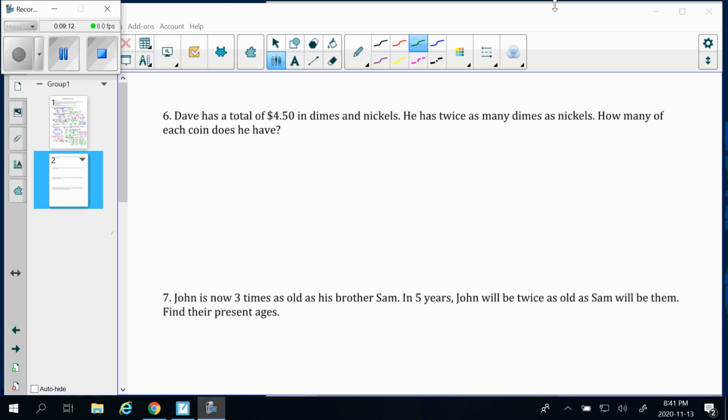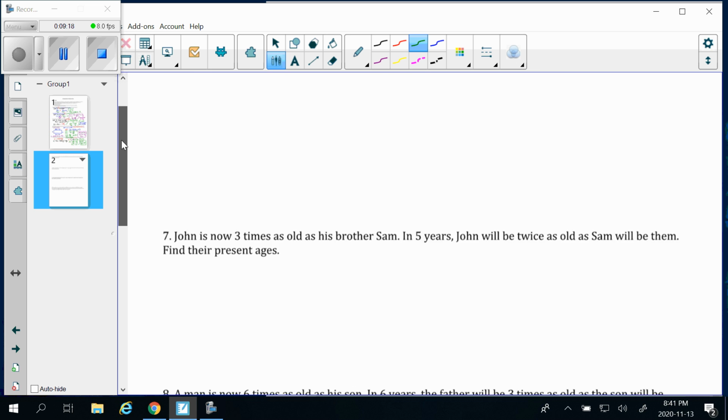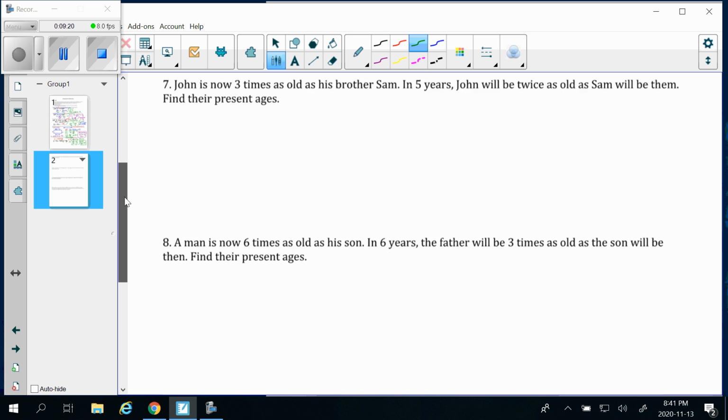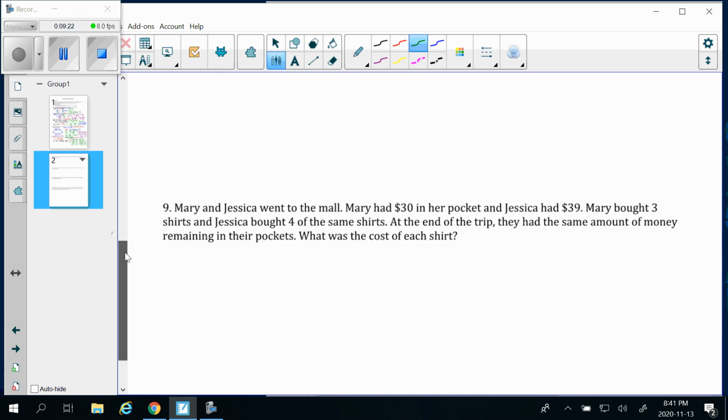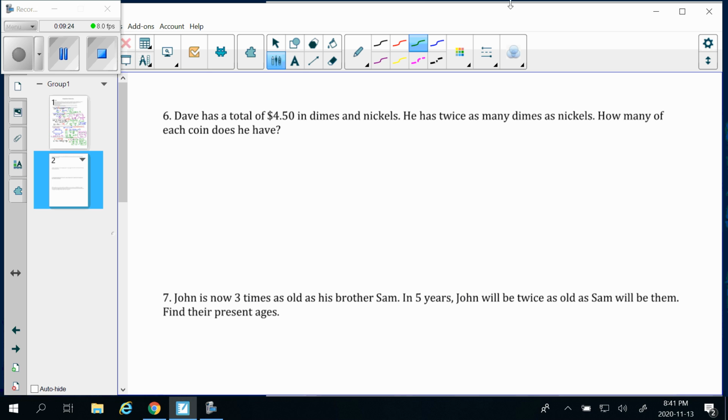The second page gets much more complicated. Here, we have the nickel and dime problems. We have these multi-year problems, the money problems. These are just going to be a little bit more complex. So Dave has a total of 450 in dimes and nickels. He has twice as many dimes as nickels. How many of each coin does he have?